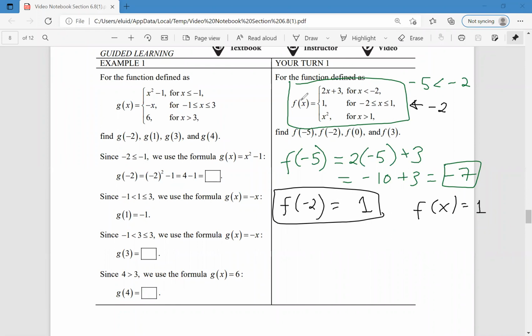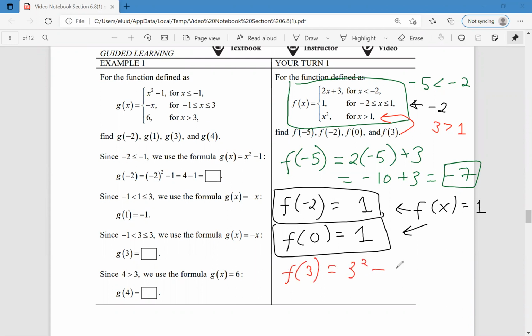Same thing for f of 0. It's in that interval as well. It's between -2 and 1. Therefore, again, we use this formula, f of x equals 1. So f of 0 equals 1. And finally, the last one, f of 3. We get to use this last interval because 3 is greater than 1. So it fits into that x is greater than 1 piece. So we get to use the formula f of x equals x squared. So f of 3 equals 3 squared, and that's 9. So there you go. That's another piecewise function example.